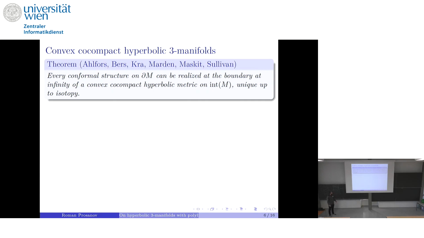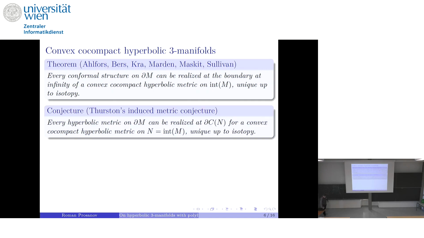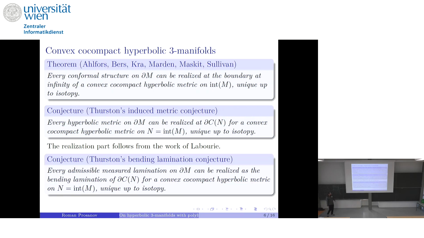of this moduli space. And it was conjectured by Thurston that it can be done by the induced intrinsic metric on the boundary of the convex core. That, okay, if you look at the boundary of the convex core, then you can prescribe a hyperbolic metric on every boundary component, and it can be realized by some convex compact metric, and that this metric is unique up to isotopy. So the realization part follows from the work of Labourie, but the rigidity part is open, and there is a dual conjecture that allows to describe the space through the bending structure of the boundary.